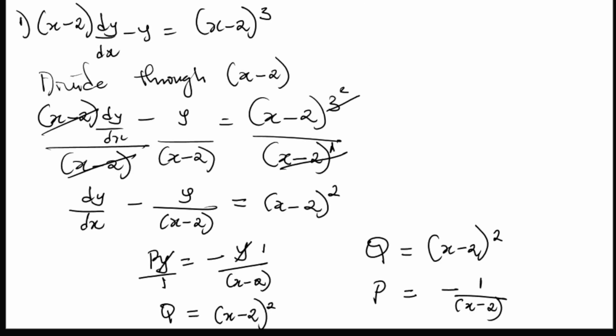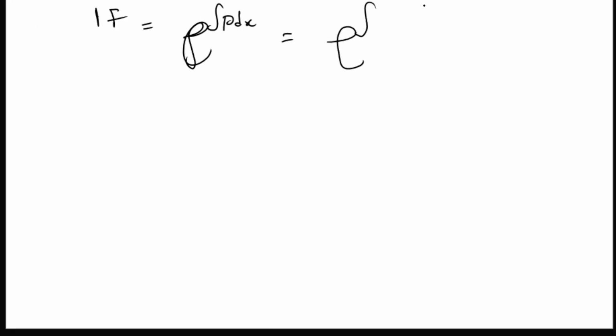Let's go to a new page. Now the next step is to apply your if statement, and your if statement simply says exponential of integral of p dx. Are we together? So if you do that, you simply have your exponential of integral, and what's our p? Remember, our p is minus 1 divided by x minus 2. So you simply have here minus 1 divided by x minus 2 dx.